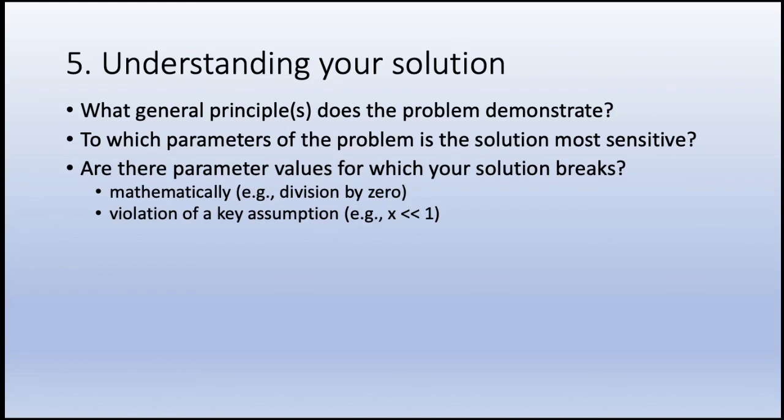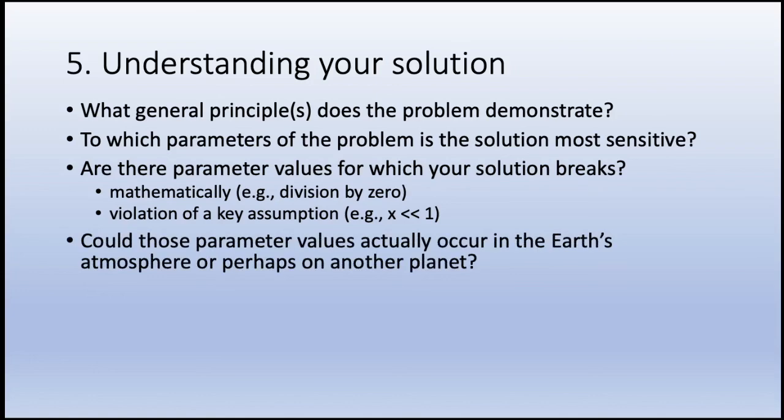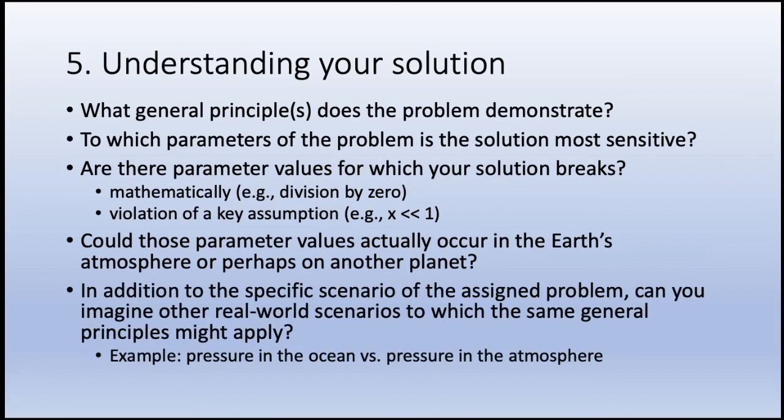Are there values for the parameters of your problem for which your solution breaks, either mathematically, for example, division by 0, or by violation of a key assumption, for example, that some parameter x is very small compared with 1? Could those parameter values actually occur in the Earth's atmosphere or on another planet? In addition to the specific scenario of the assigned problem, can you imagine other real-world scenarios to which the same general principles might apply? An example might be how pressure in the ocean changes versus how pressure changes in the atmosphere.